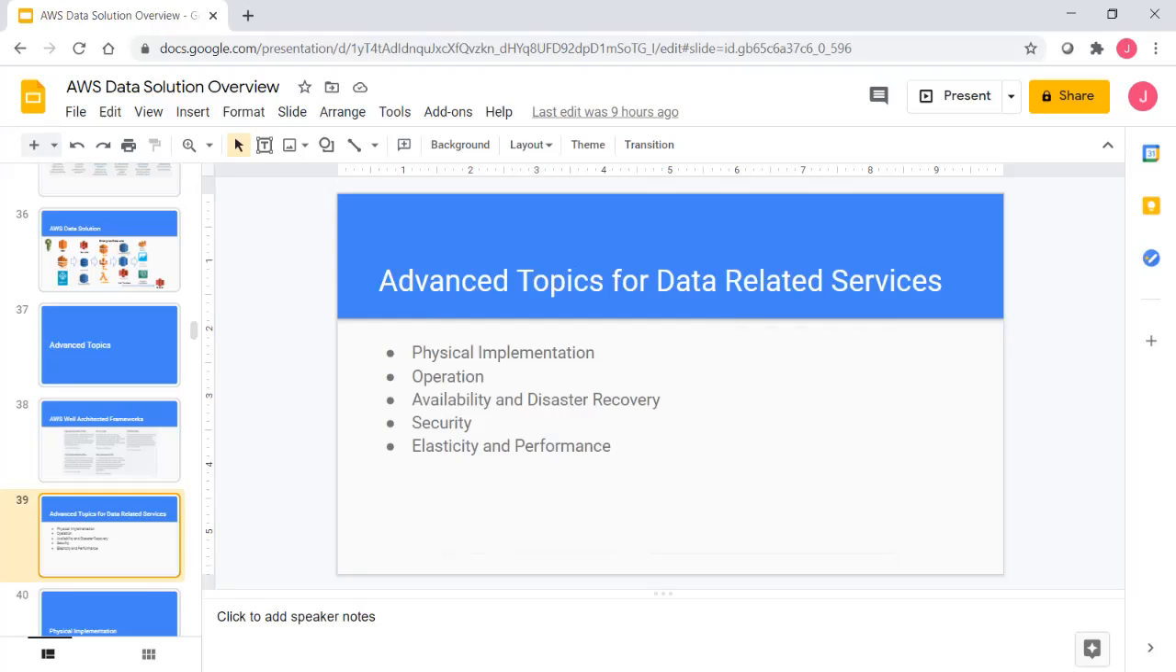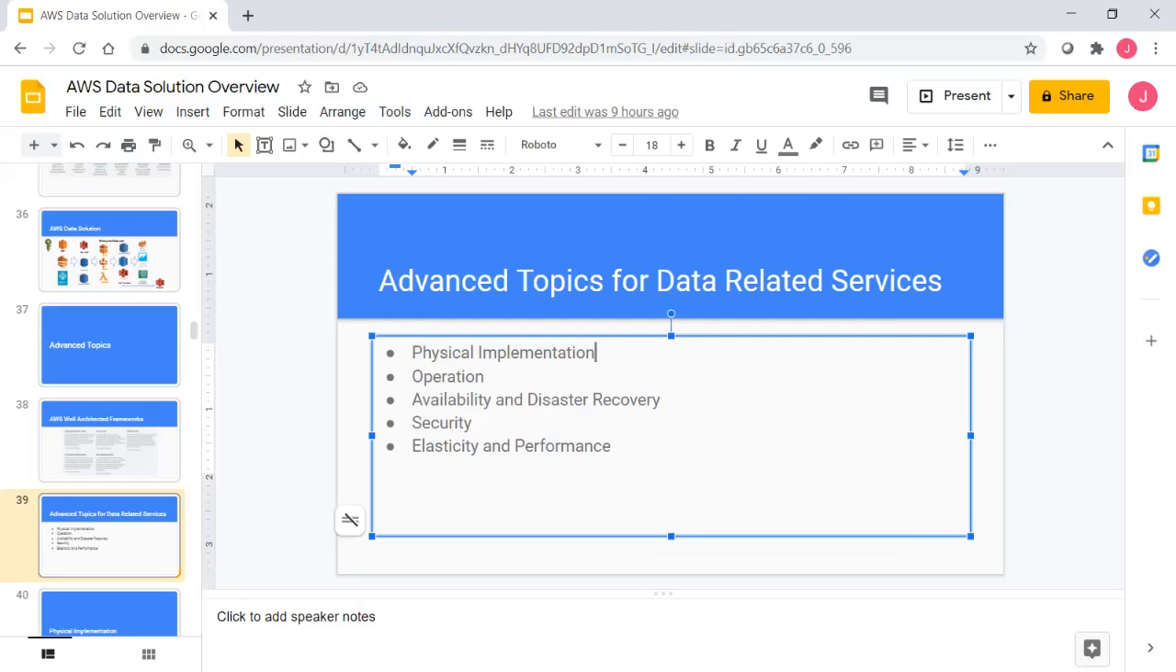We are going to start with the physical implementation, how these web services are done inside AWS. And then we will go through operation, we'll go through availability and disaster recovery, followed by security. And then finally, we are going to talk about elasticity and performance. We are not going to cover cost because basically cost is a combination of your operation and the size, so how much you use to ensure you can operate well.